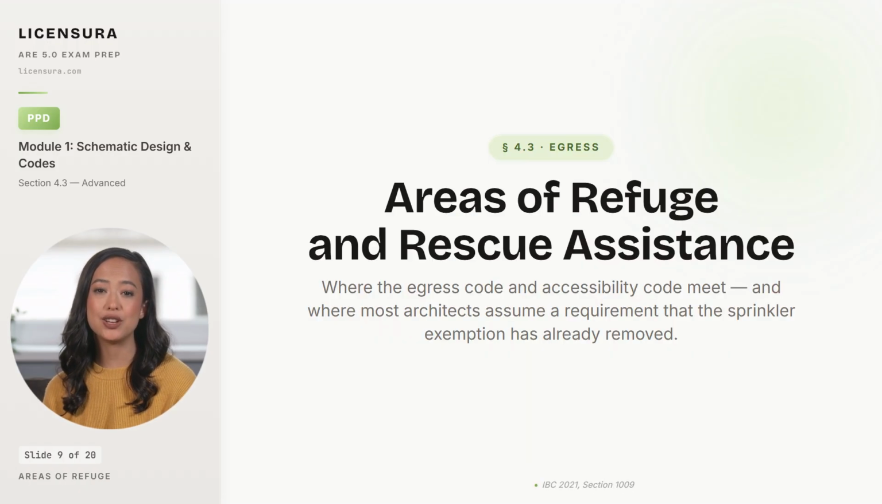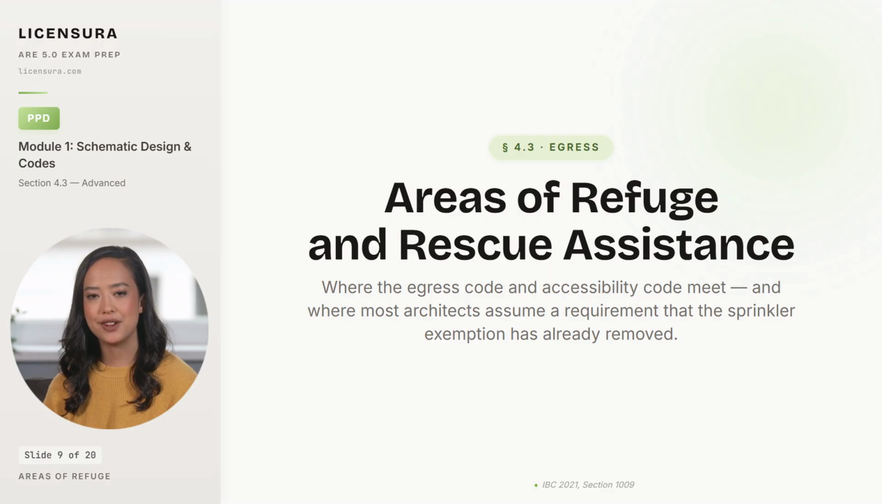Most architects walk into a renovation review and ask where the areas of refuge belong before they have checked whether any are required at all. You need to flip that order. Areas of refuge are protected waiting zones where people with disabilities, wheelchair users, anyone who cannot self-evacuate downstairs, can wait safely for assistance during a fire.